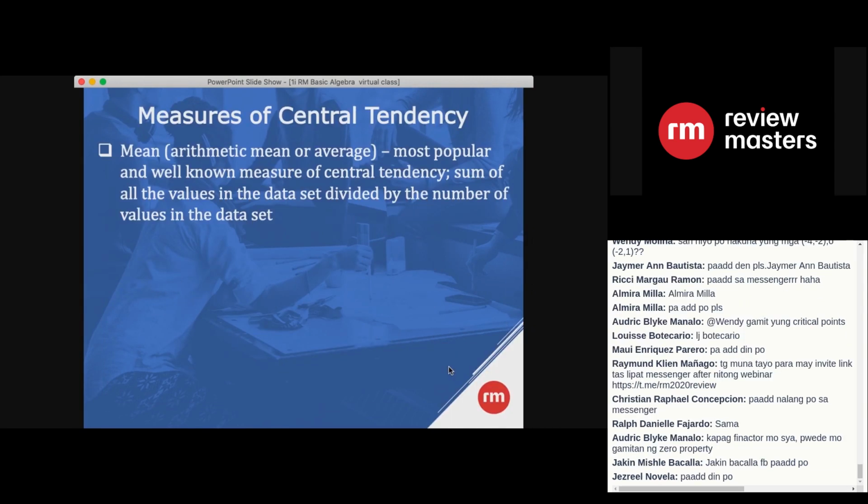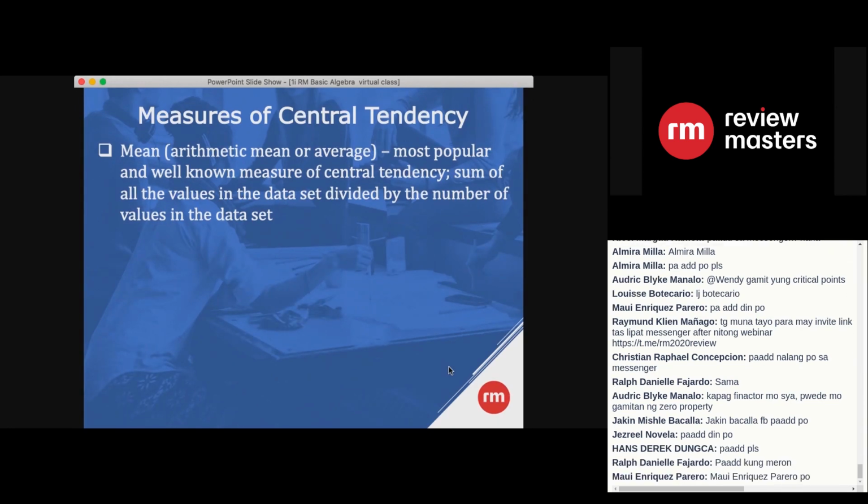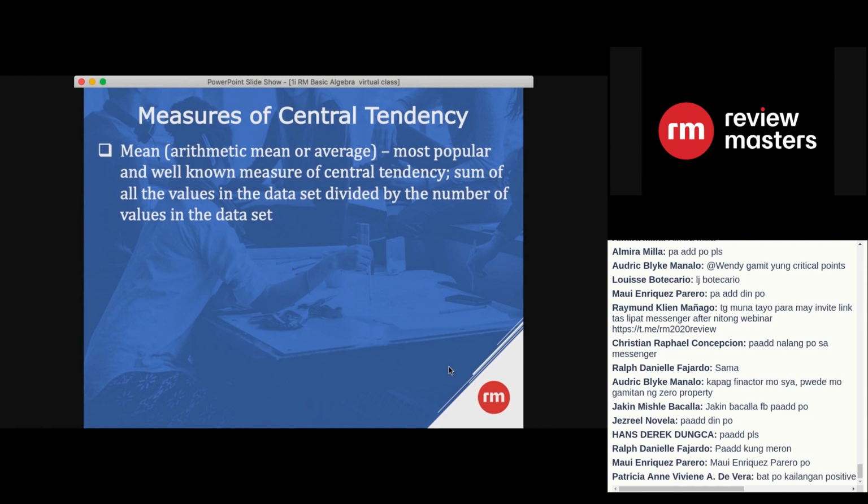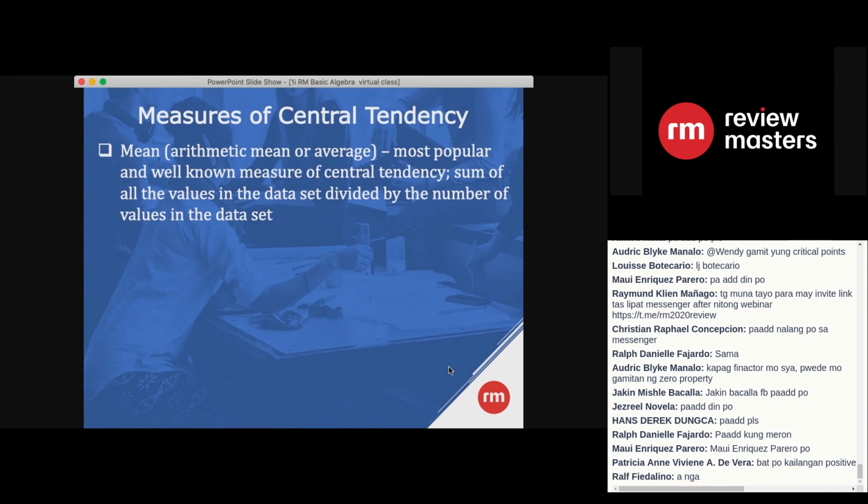Measures of central tendency. Mean, or the average, is the most popular and well-known measure of central tendency. Sum of all the values in the dataset divided by the number of the values in the dataset.